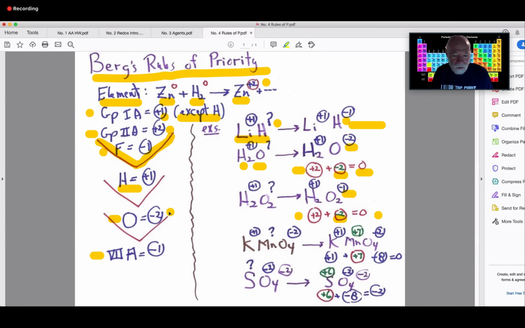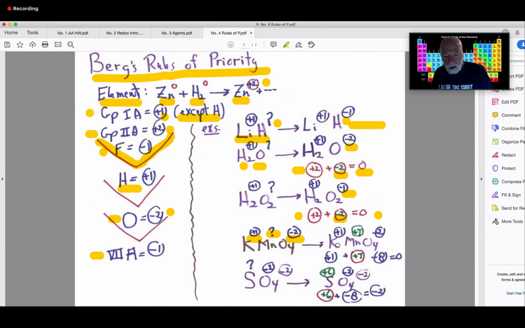Oxygen is normally a -2, so your predicted hydrogen peroxide will be unstable. In fact, it'll actually react to go and form water. Okay, KMnO4. Potassium has priority as a member of family 1A, +1. Oxygen is next priority, -2. The last chemical can never be figured out. It's the one that gets the question mark.